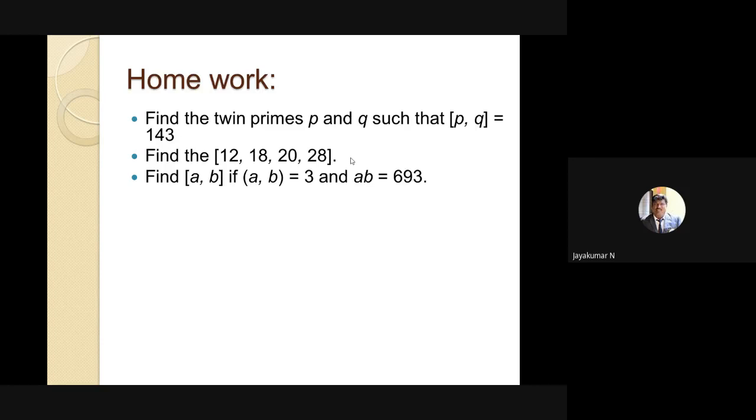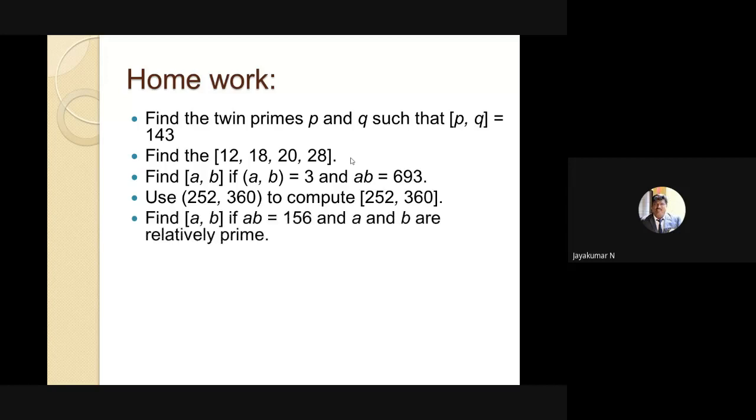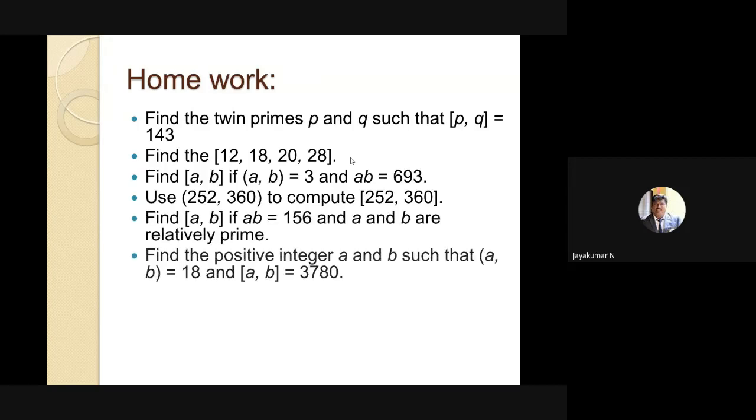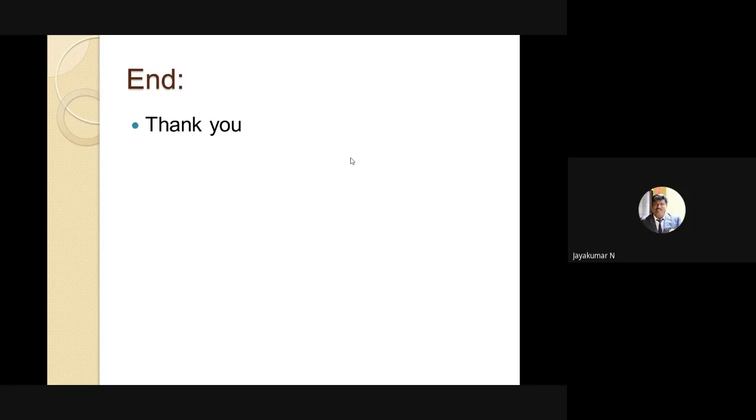The given is the GCD of two numbers as well as the product of the two numbers. Then again, find the GCD of the two positive integers and use it to compute the LCM of those two positive integers. Already you know those things. Up to this we saw in the last class.